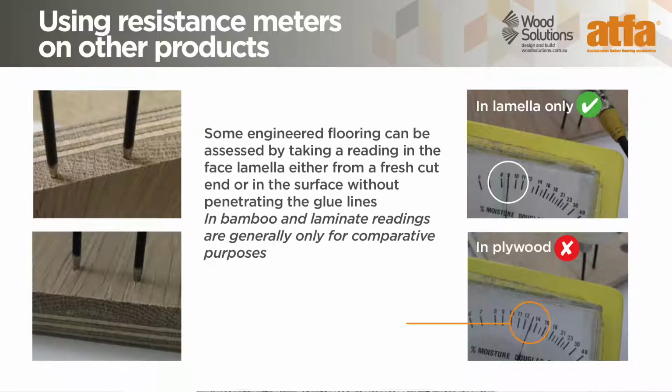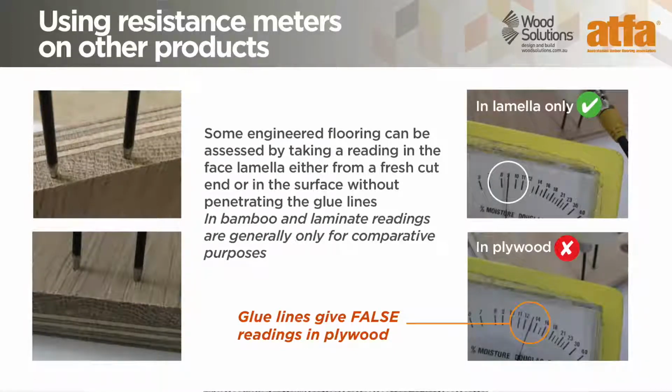However, some engineered flooring can be assessed by taking a reading in the face lamella either from a fresh end cut or in the surface without penetrating the glue lines. Glue lines give false readings. For example, this engineered flooring is of a similar moisture content through the board, yet when the moisture meter passes through the glue line, the reading increases by 4%.